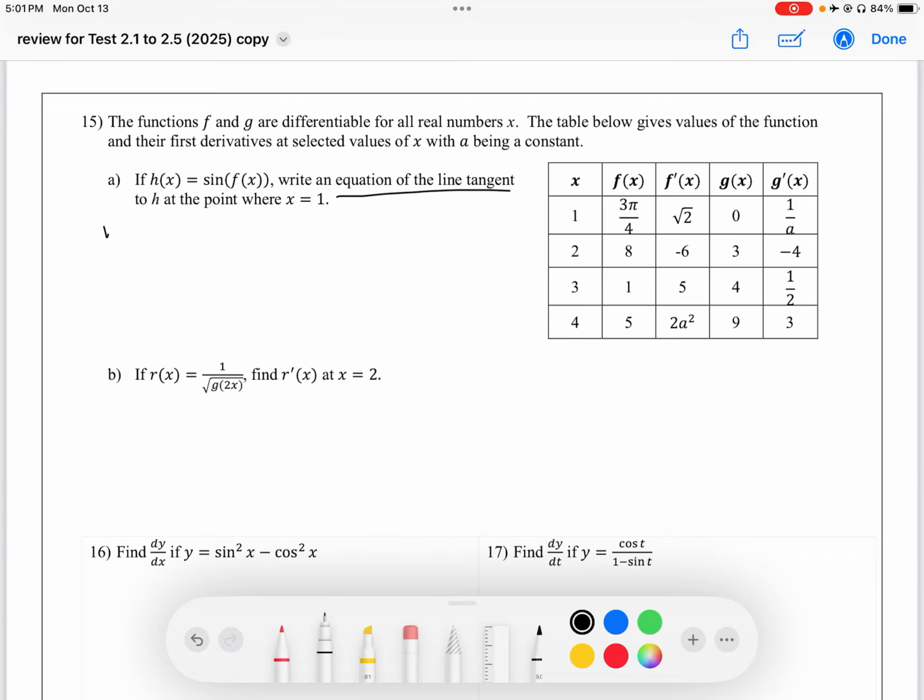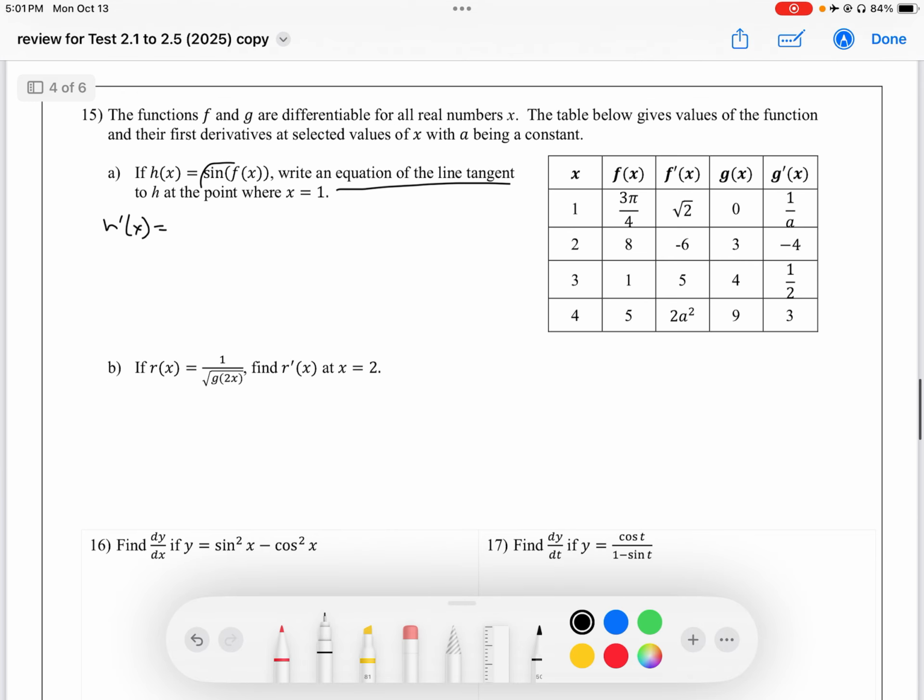Okay, so if we want to ever write the equation of a line tangent to a function, we need to find the derivative. H prime of x is equal to, not sine, Alban. Use the chain rule here. Take the derivative of the outer function, leave the inner function alone. That's going to be cosine of f of x, and then we need to multiply by the derivative of the inner function, which is f prime of x.